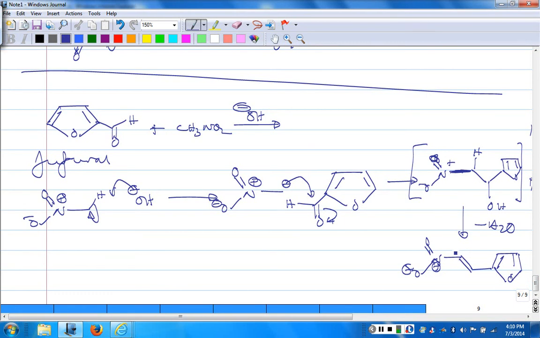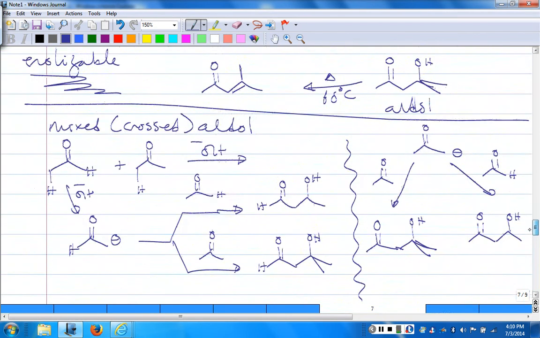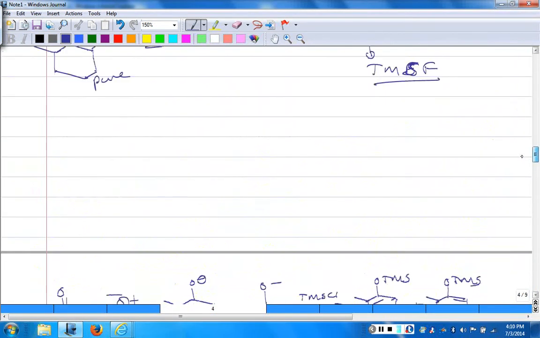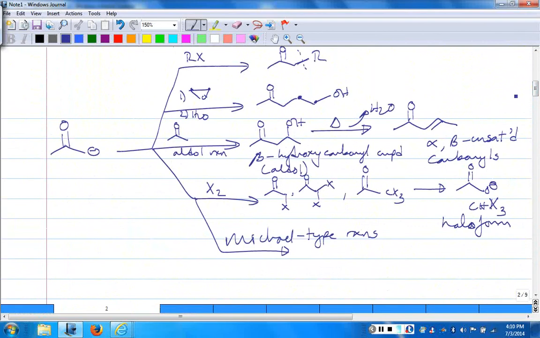So this is not an aldol reaction, but it's called an aldol type reaction. And in fact, when we set up the reactions of my carbonyls, you recall one of them we identified, way back, is we said they were Michael type reactions. And so we're going to look at those in a little bit as well. So aldol type and so on.